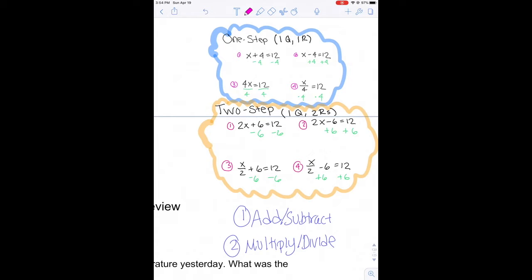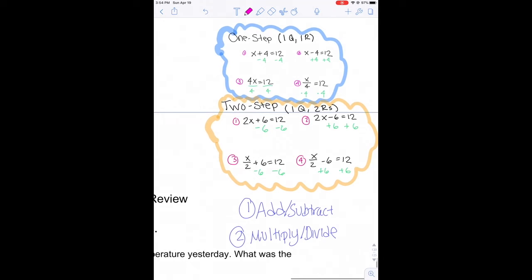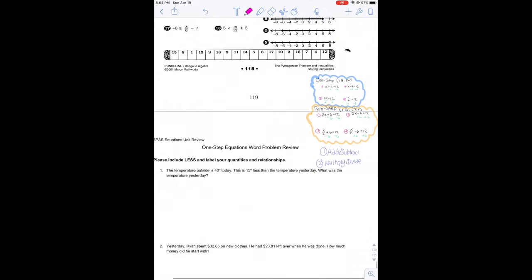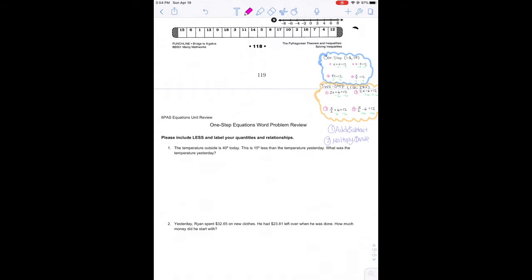Below that I have the note for the two-step equations that you always start with adding and subtracting first, then multiplying and dividing. So feel free to take a screenshot of that. I'll leave that up for a second because that might help you in your work. Okay, so it says please include less and label your quantities and relationships. I'm going to get started.